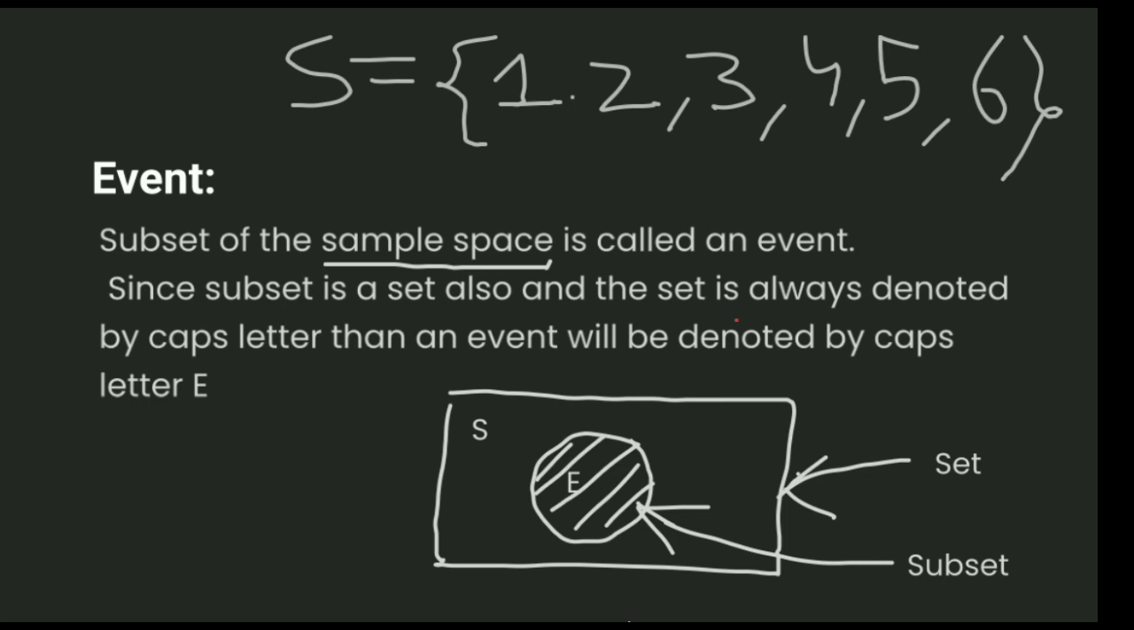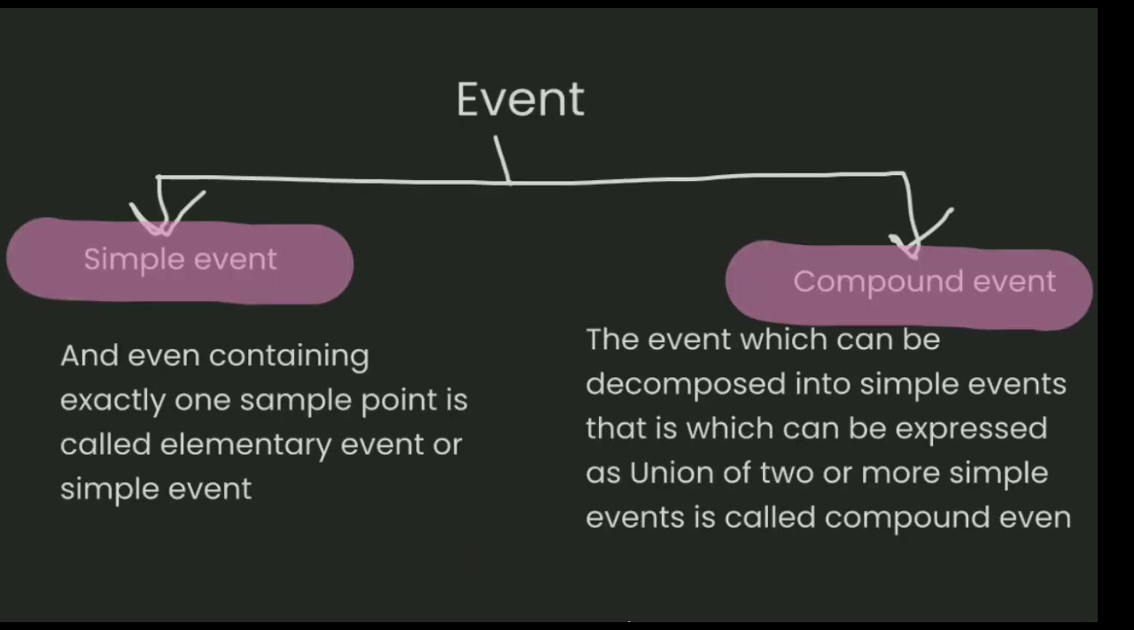Since a subset is a set also, and a set is always denoted by a capital letter, an event would also be denoted by a capital letter, that is, an event is denoted by E. From this Venn diagram, you can understand clearly that if this is a sample space, then an event is a subset of the sample space, of course. Next, an event is of two types, that is simple event and compound event.